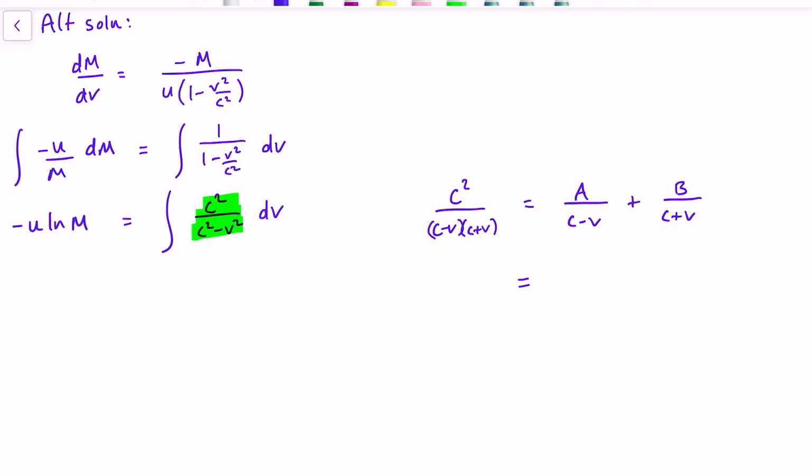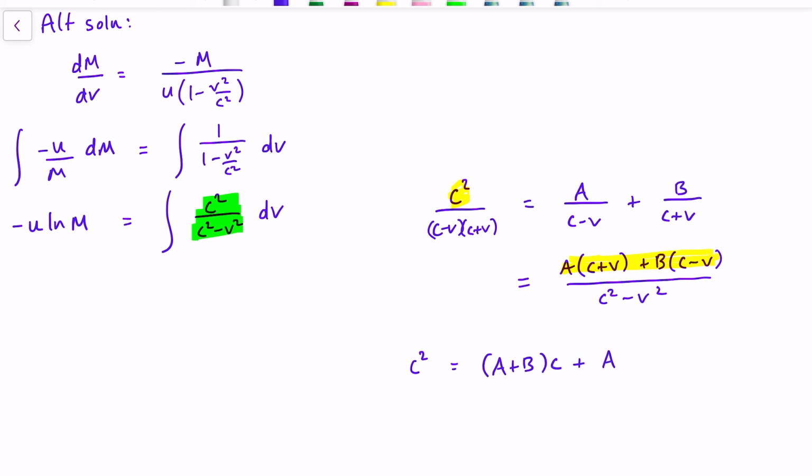And we can put this back together again and look at what we've got. We've got denominators that are the same, so therefore the numerator c squared must equal this numerator here. V is the variable in this expression because we're integrating with respect to v. C is a constant. So looking at that, we need c squared, a constant, to equal a plus b times c plus a plus b multiplied by a minus b multiplied by v, which is a linear function.